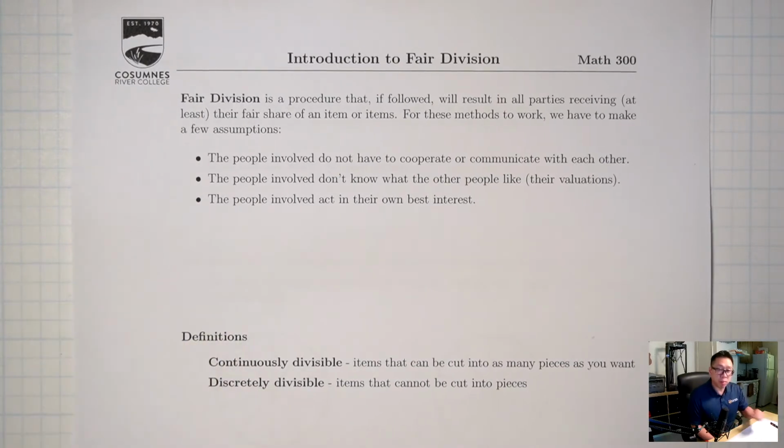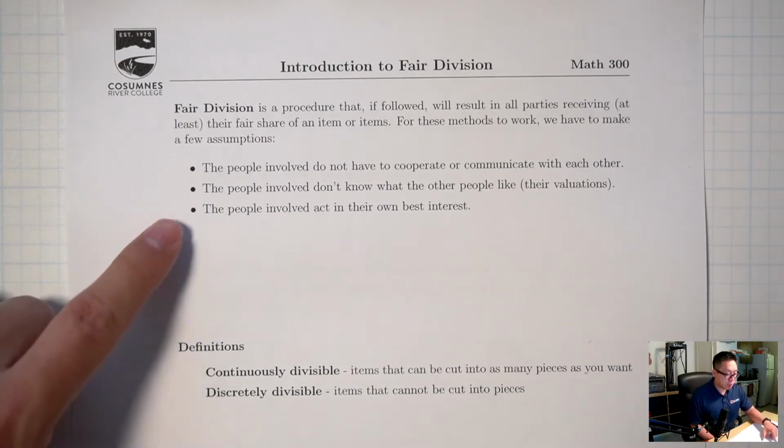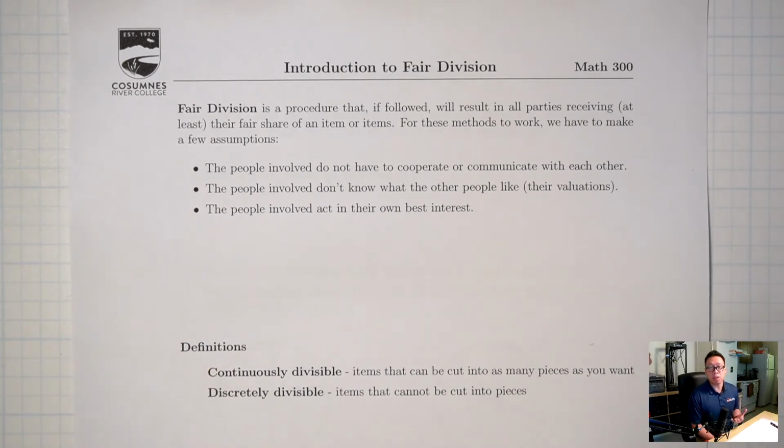Second, the people involved don't know what the other people like. So I'm going to know what I want, but I don't necessarily know what my siblings want. And then finally, I'm going to assume that the people involved are going to act in their own best interests. What this means is that people are going to want what they deserve. So we're not going to have situations where someone's going to be nice and say, you take the car. Right? We're going to have situations where, okay, you take the car, but I'm going to want some cash in return for me giving you the car.